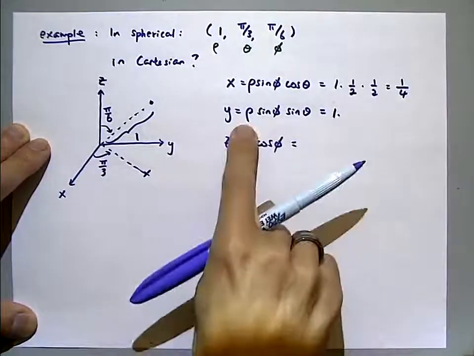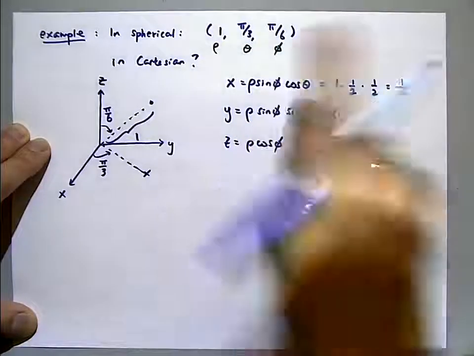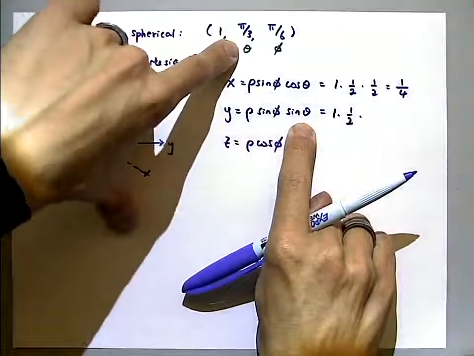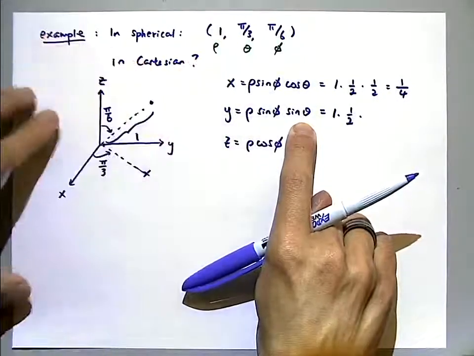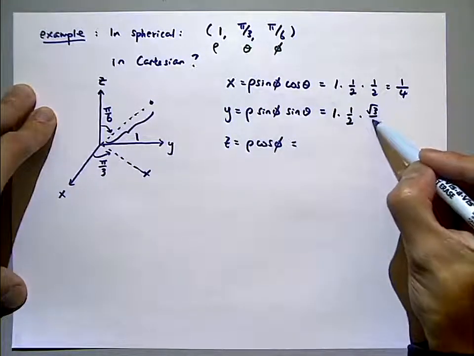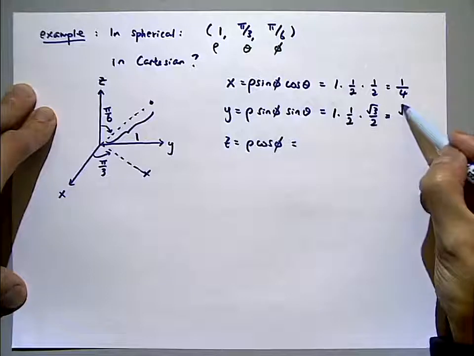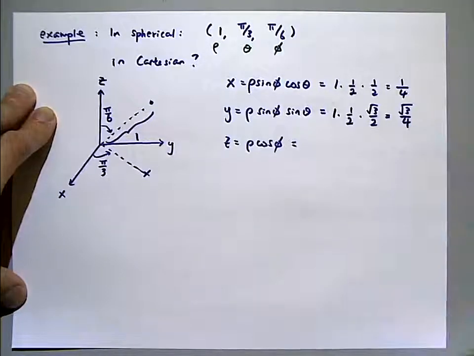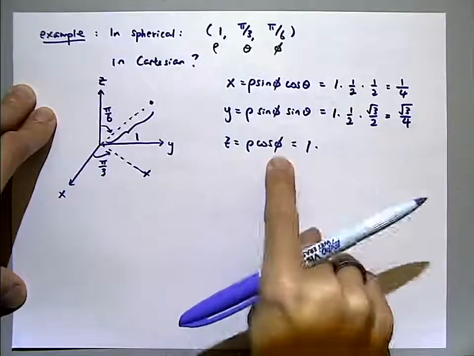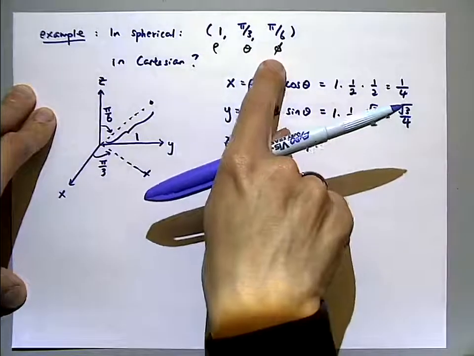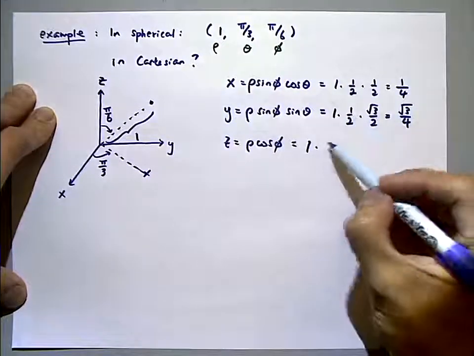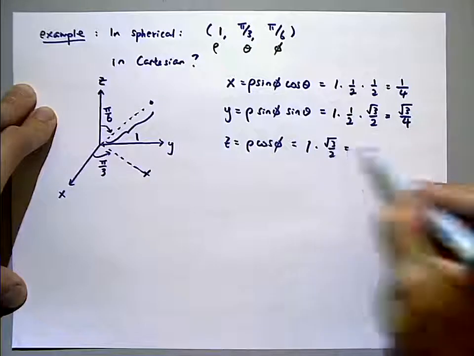All right, so rho sine phi, sine of pi over 6, again, is 1/2. And then sine of theta, sine of pi over 3 is root 3 over 2, right? If you know one of them, you know the other. So that's root 3 over 4. Z is rho cosine phi, so 1 times cosine of pi over 6, right, root 3 over 2. So there we go.